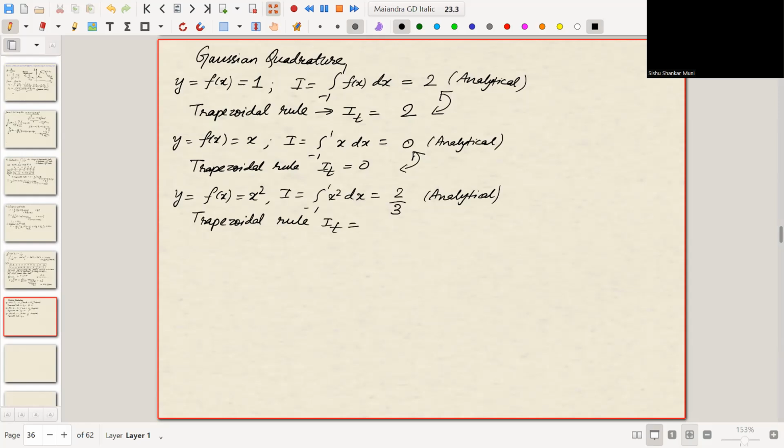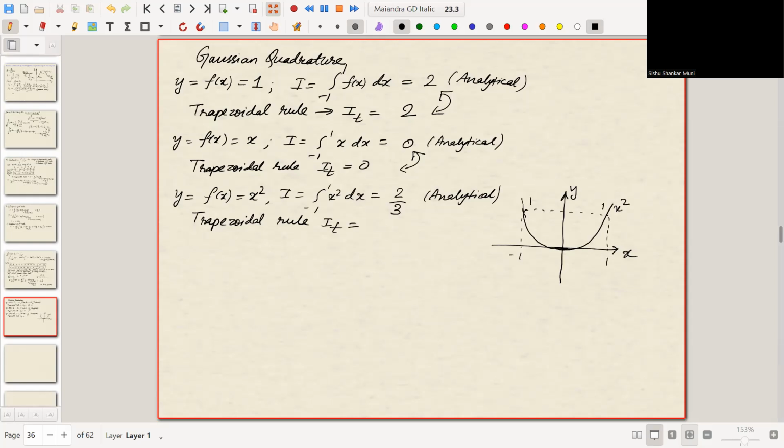This is a good function because even if you don't remember the trapezoidal rule, you can just visualize how the function looks. Okay, so your function looks like... Can you say now? See, x square graph is a parabola.